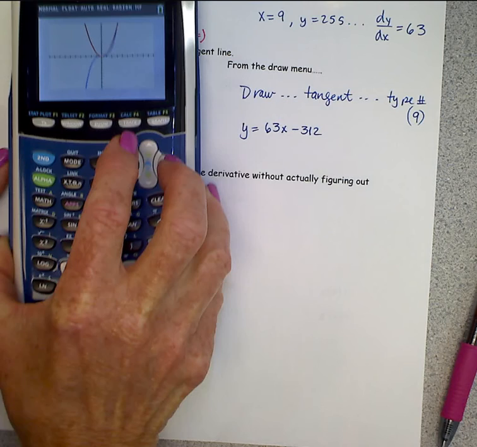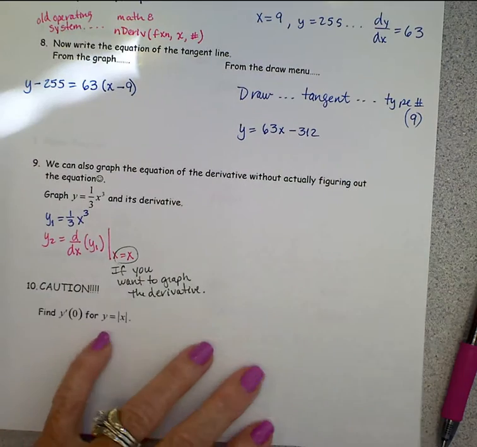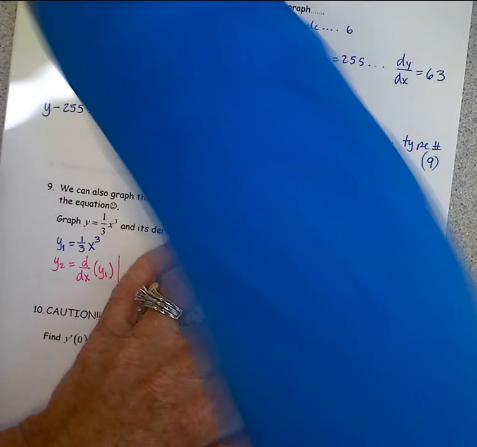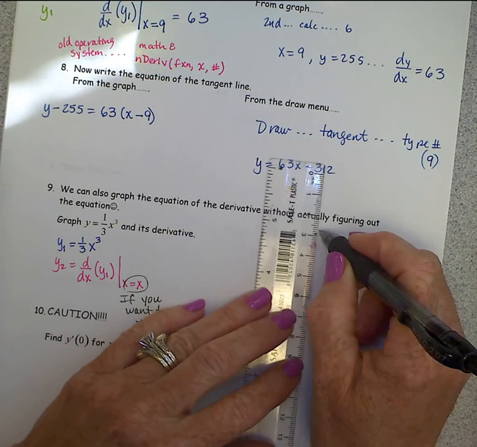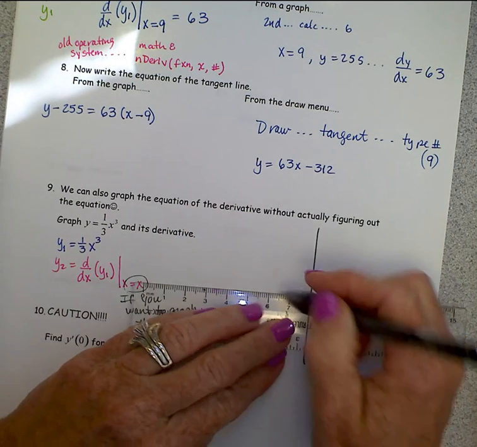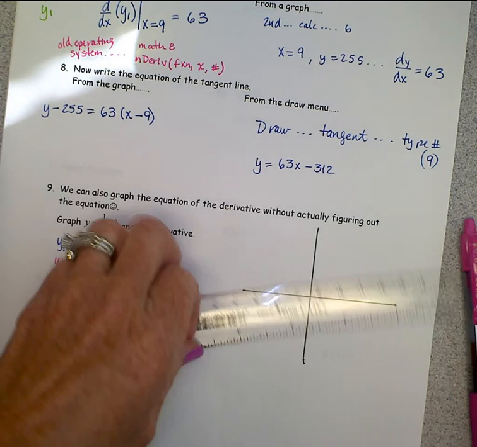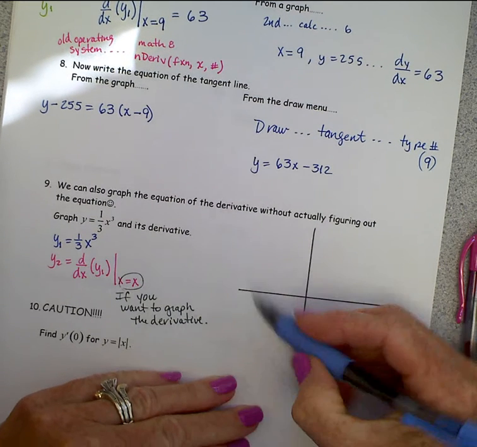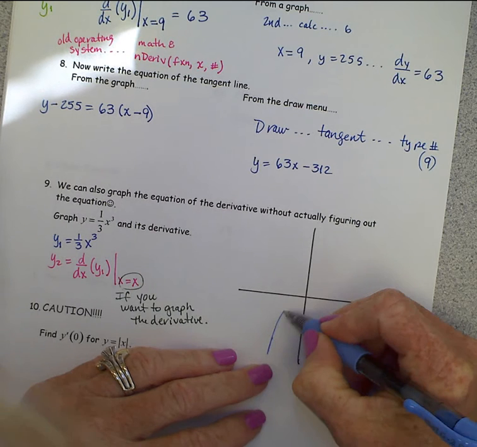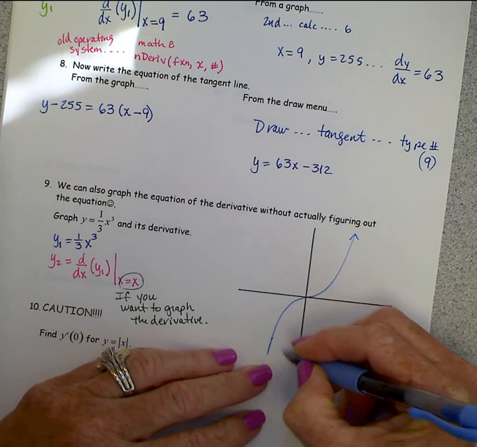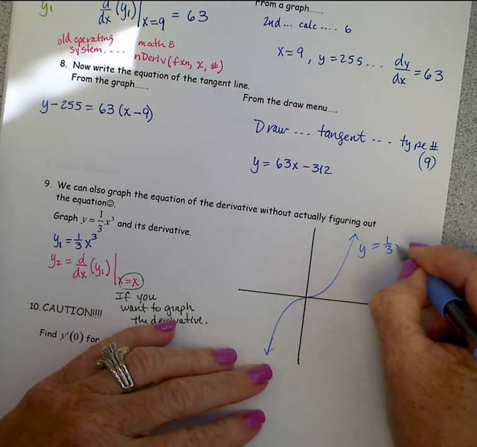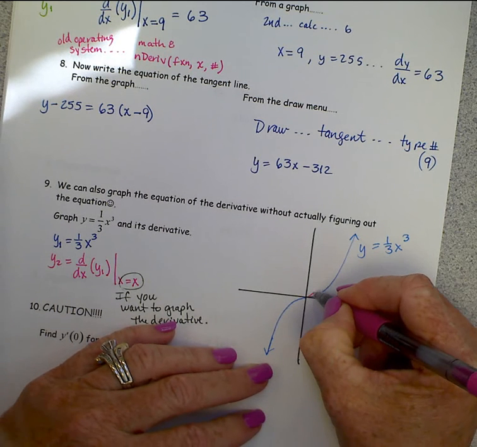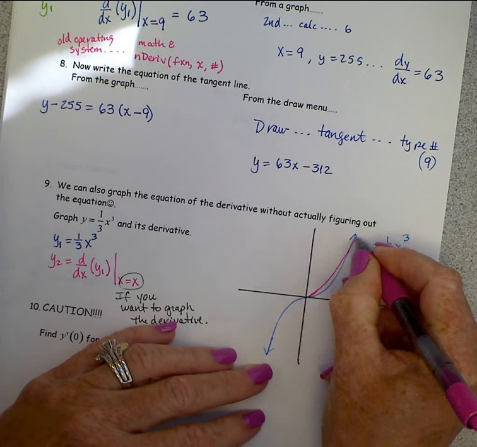I'm sorry, I got to move this out of the way so I can draw this. And I do want you to draw it onto paper. Doesn't have to be perfect, but I would like you to get a sketch of this on here. My original function was in blue. There's y equals 1/3 x cubed, and then the derivative is in pink. And these do intersect out here.